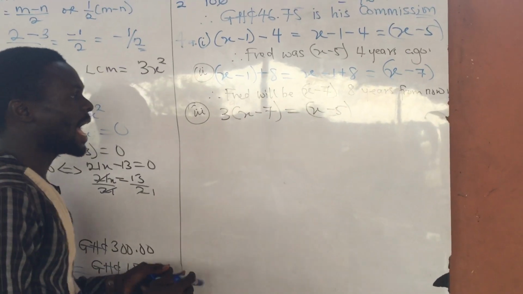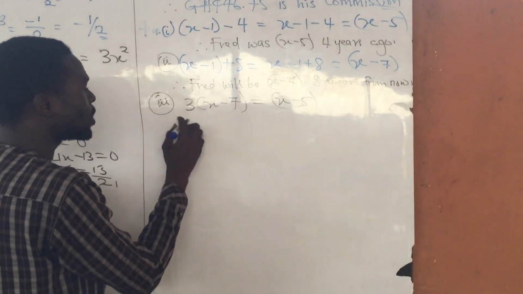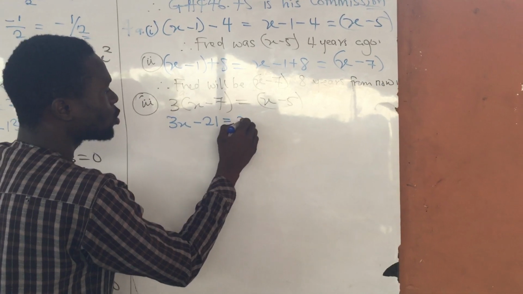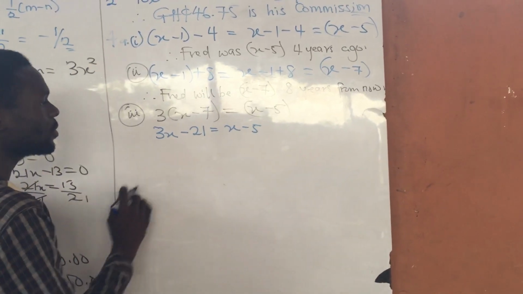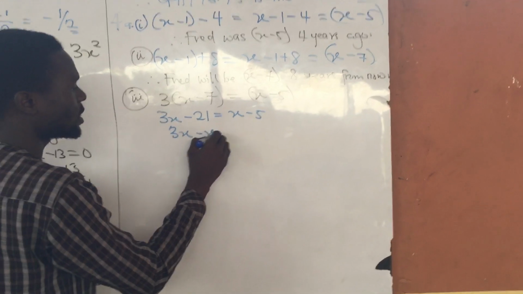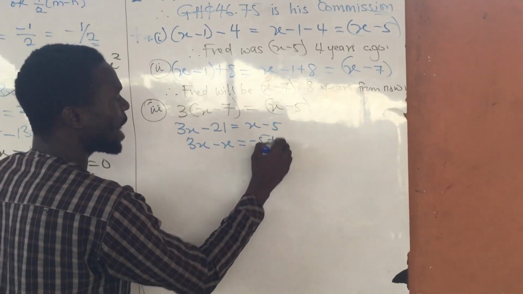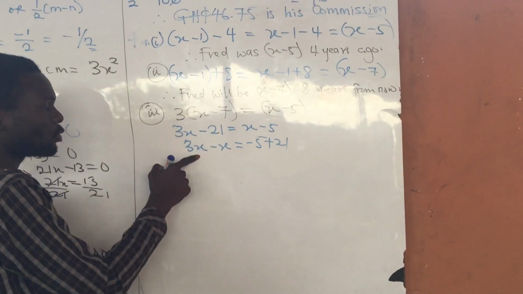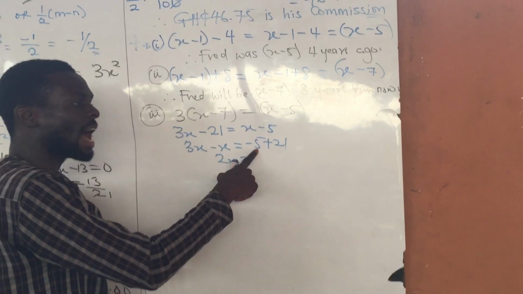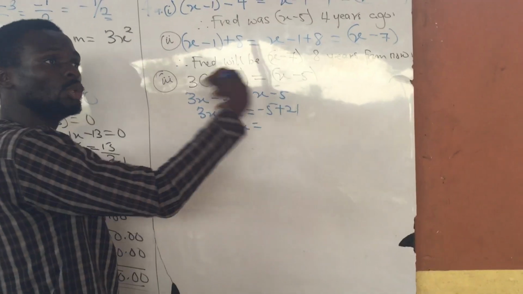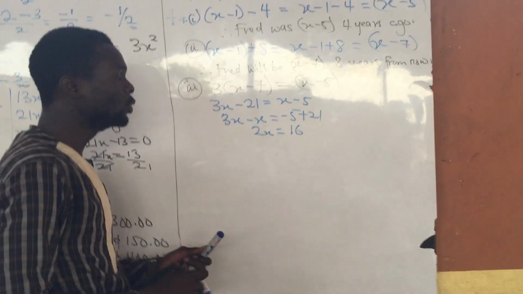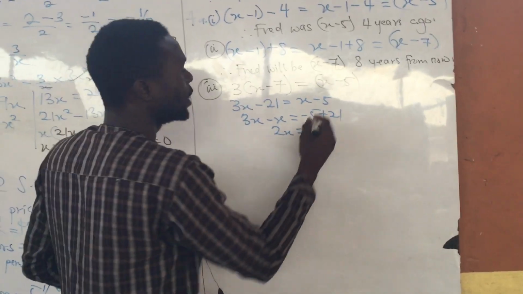So what do we do? Expand the bracket. We have 3x minus 21 is equal to x minus 5. Group like terms. We are going to get 3x minus x is equal to negative 5 plus 21. Subtracting will give you 2x is equal to 16. So what do we do? You divide both sides by 2.